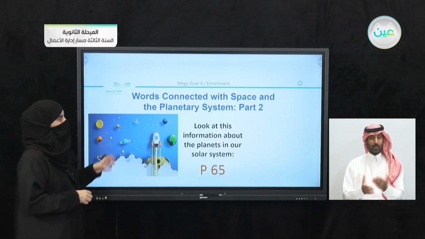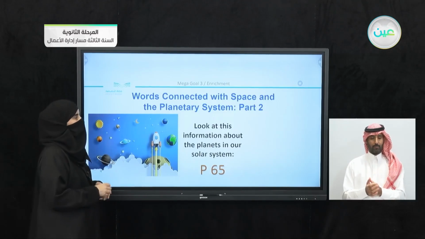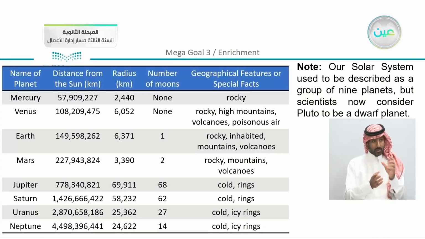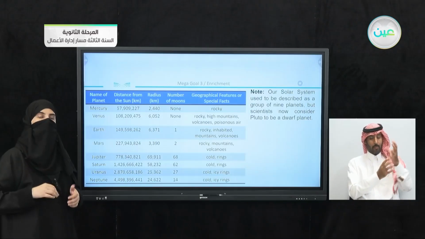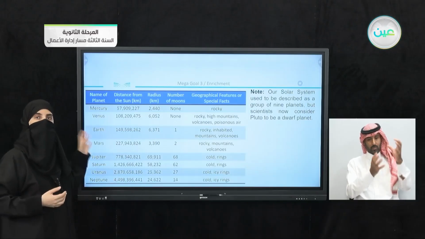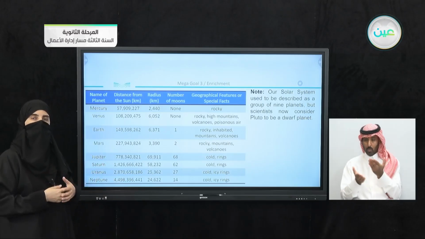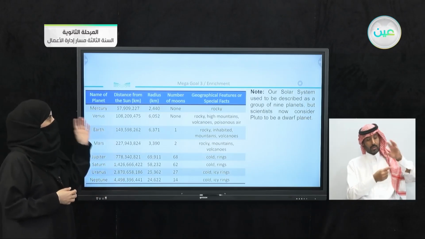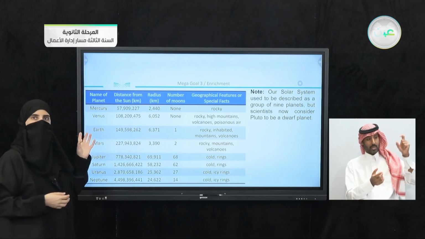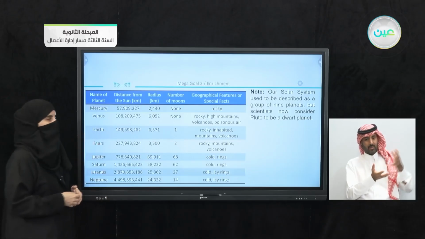At the very end, on page number 65, we mentioned words connected with space and the planetary system, but this time specifically it was about the planets. So we revised the names of the planets and we did some kind of comparison between them, of course concerning the number of moons, distance, geographical features, and so on.